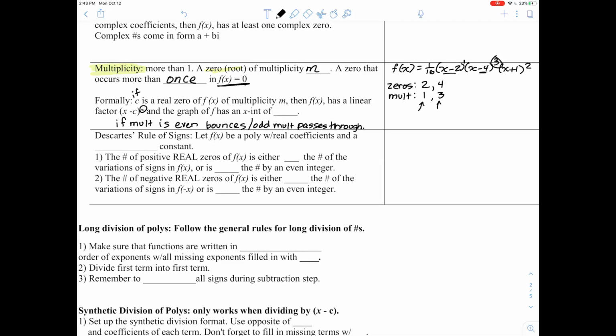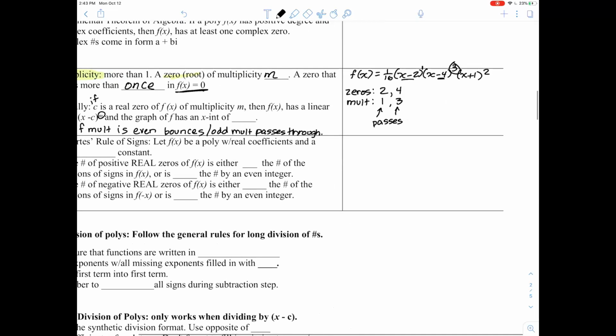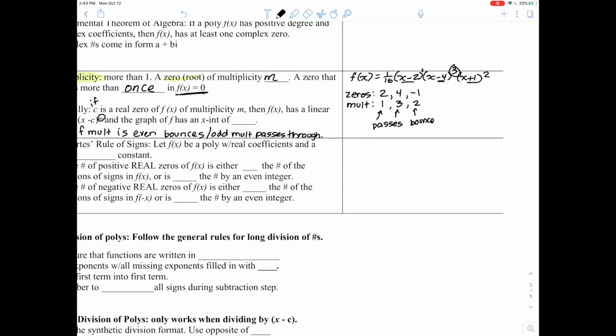So these are our odd multiplicities. So the graph is going to pass through these zeros, and it's going to go from positive to negative or negative to positive. And then you have this last one here. This is 0 of -1, and it has a multiplicity of 2, which is even. So the graph is going to bounce off of that 0. So I'm just going to draw the picture for you so you can see it. It looks something like this. So here at -1, and then at 2, and at 4, you have zeros.